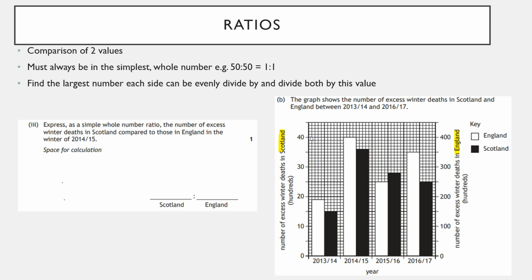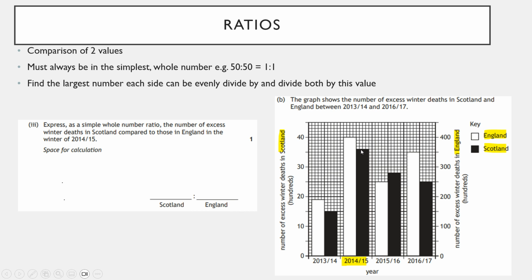And then for the number of excess deaths in England, which is shown on this right hand side, the key also shows us that the white boxes are the English values and the black boxes are the Scottish values. So it might be a little difficult to see on your screen, but the first thing you need to do is to pull out the data from the year specified, 2014-15. So it must be in the order the ratio is presented.